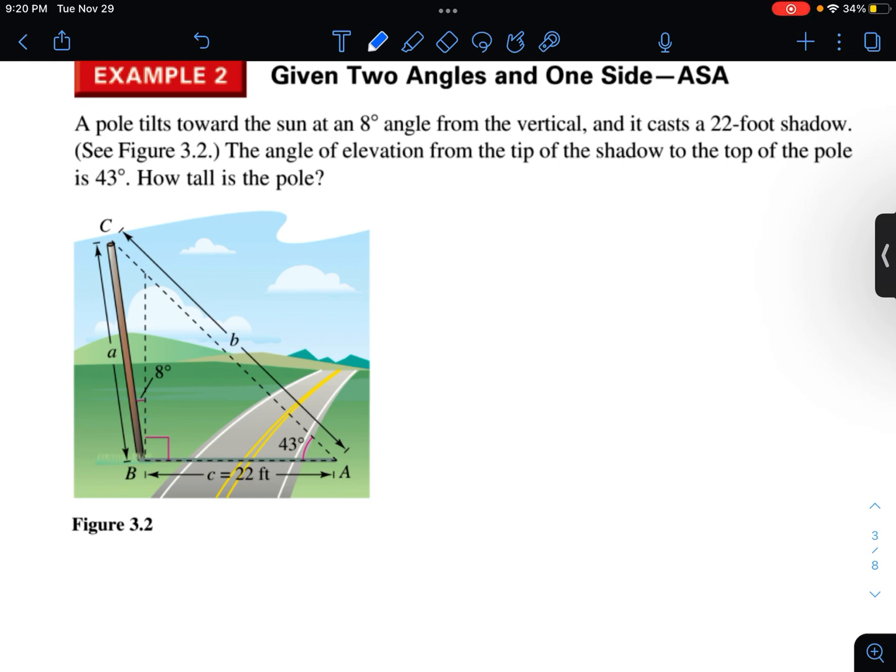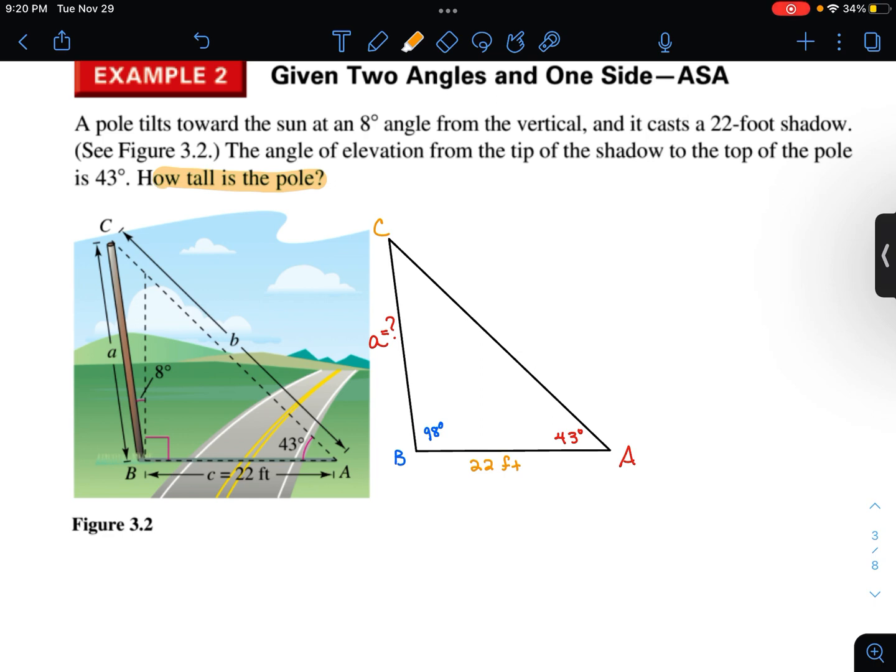So then what I'm going to do is extract mainly the picture of this triangle off to the side. See, now I've changed angle B to 98 degrees. We still have 43 degrees for angle A, and side length C is 22 feet. This problem only asks how tall the pole is, so we only have to figure out what side length A is in this problem.